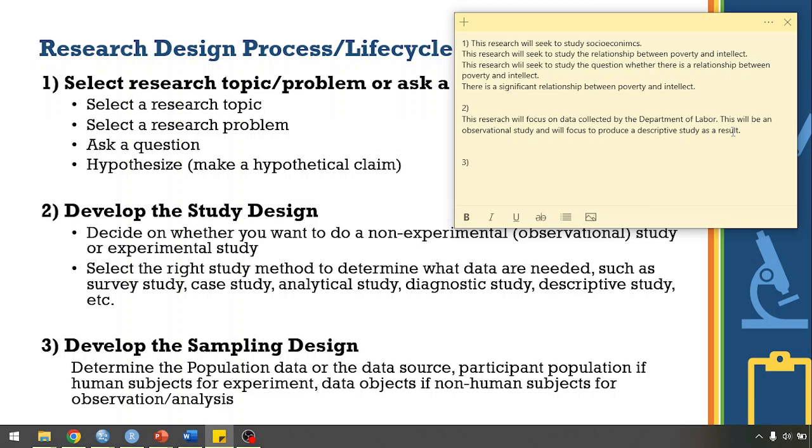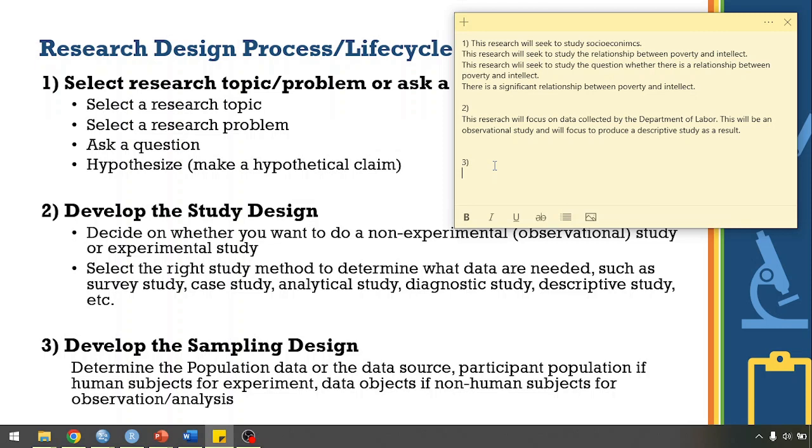What kind of design you're going to use for a study, experiment or observation, and what type of analytical study you're looking at. Because that's important: the type of study design that you select in step 2 will actually determine what step 3 should be. So in step 3, you're going to look at sampling design. So you're going to look at the data source. Now that you have decided what your research topic will be and what your design will be, you're going to talk about your sampling design. So where are you going to get your information?